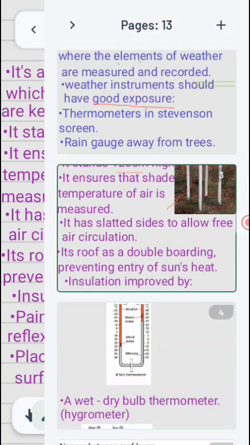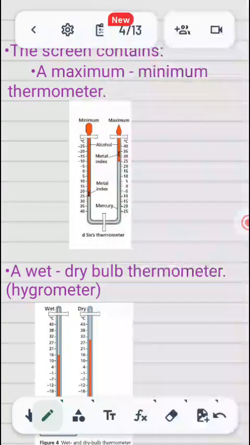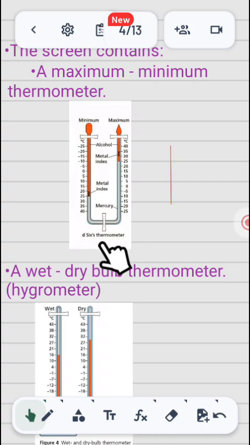So now let's look at its contents. The Stevenson screen contains what is termed a maximum minimum thermometer, or the Six's thermometer. This one measures the maximum temperature of the day, and this one measures the minimum temperature of the day. The other thing is a hygrometer, or wet and dry bulb thermometer. This one measures the relative humidity of a given place. If you want to learn more about these, they're in the temperature video. I'll pin it in the description below.